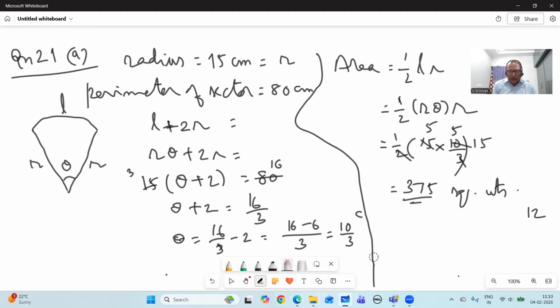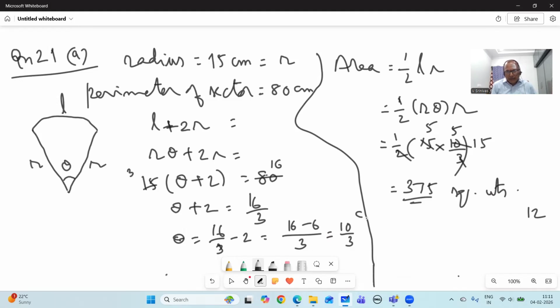I'm not using anything new. Now between these two, take r out. It is r into theta plus 2. For r you substitute 15, and then theta plus 2 into 15 is 80, pi cancels 3 times here and 16 times here. Bring 3 to the other side, it is multiplying here, it divides there, and take 2 to the other side: theta is 16 by 3 minus 2. Plus 2 becomes minus 2, LCM is 3, 2 is 2 by 1, 3 into 2 is 6, 16 minus 6 is 10 by 3.